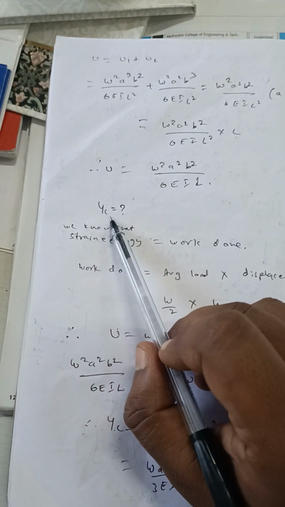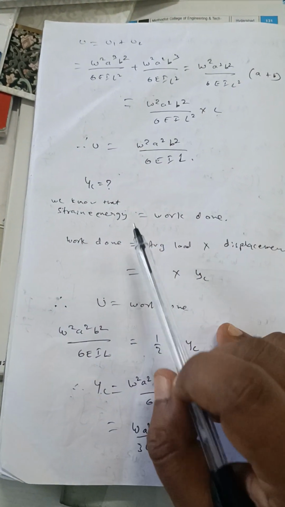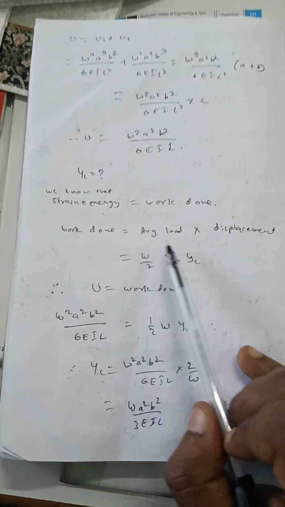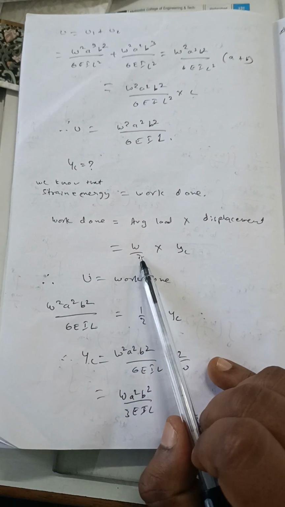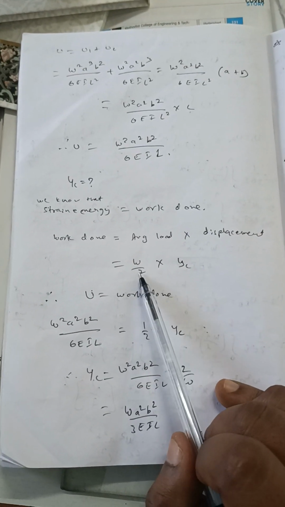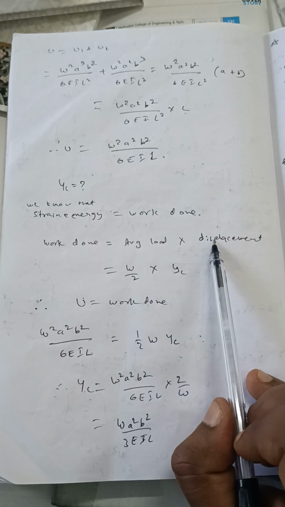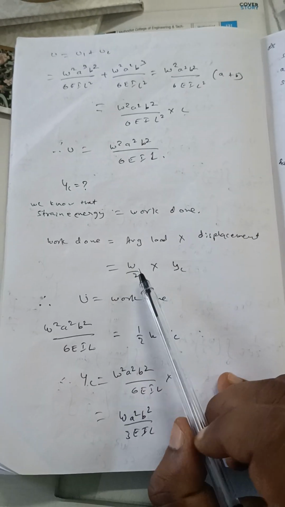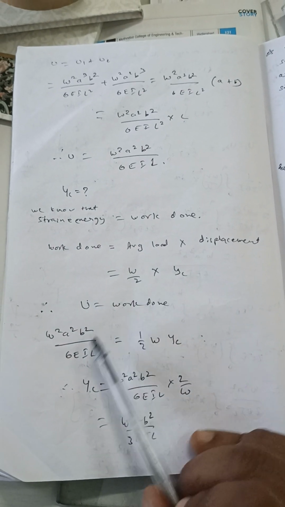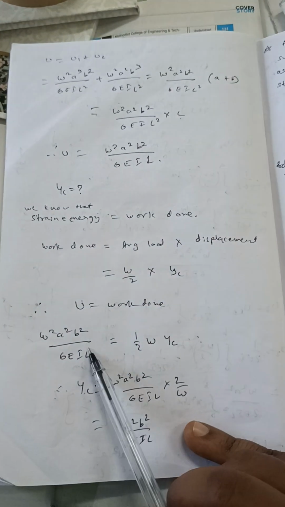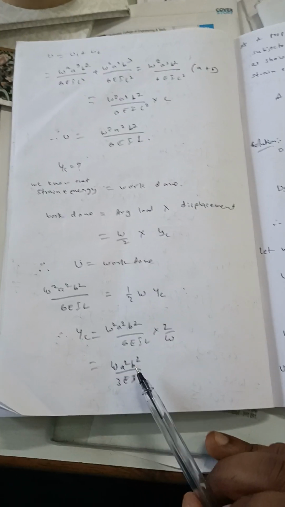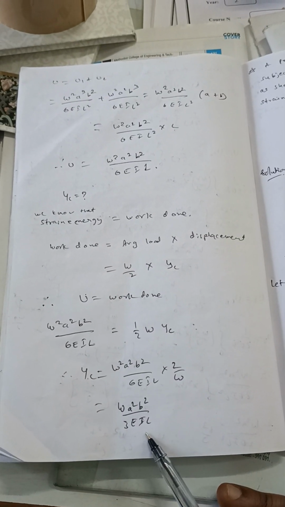Now we need to find YC, the deflection at C. How to find the deflection at C? We know that strain energy equals work done. So work done equals average load into displacement. Average force means W by 2 for a gradually applied force. It is W by 2 into displacement, that is YC. YC we need to find. So strain energy U equals work done. U we have already found, equal to half W YC. YC we can find from this. We will get W square B square by 3EIL.